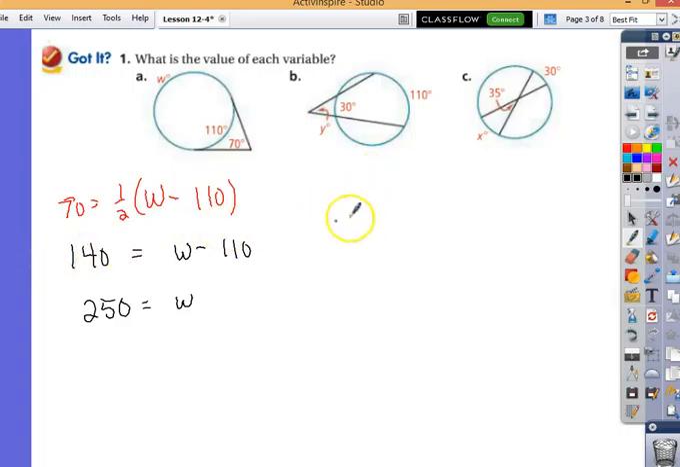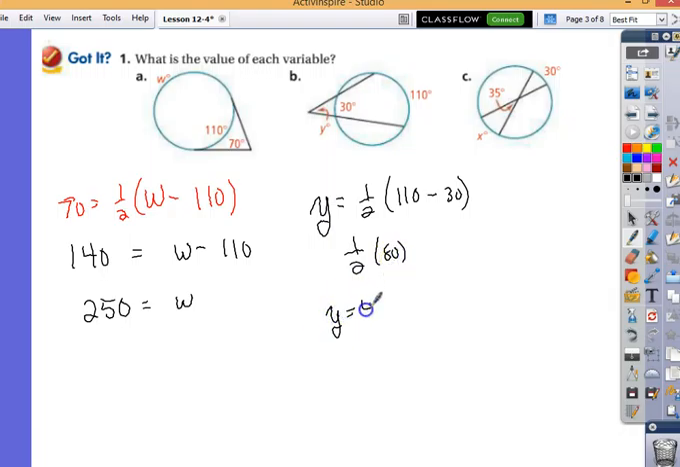All right. Subtraction or addition problem here? Subtraction. Y is equal to the furthest angle is 110. The closest angle is 30. So that's 1/2 of 80, which is equal to 40. Everybody okay with that?